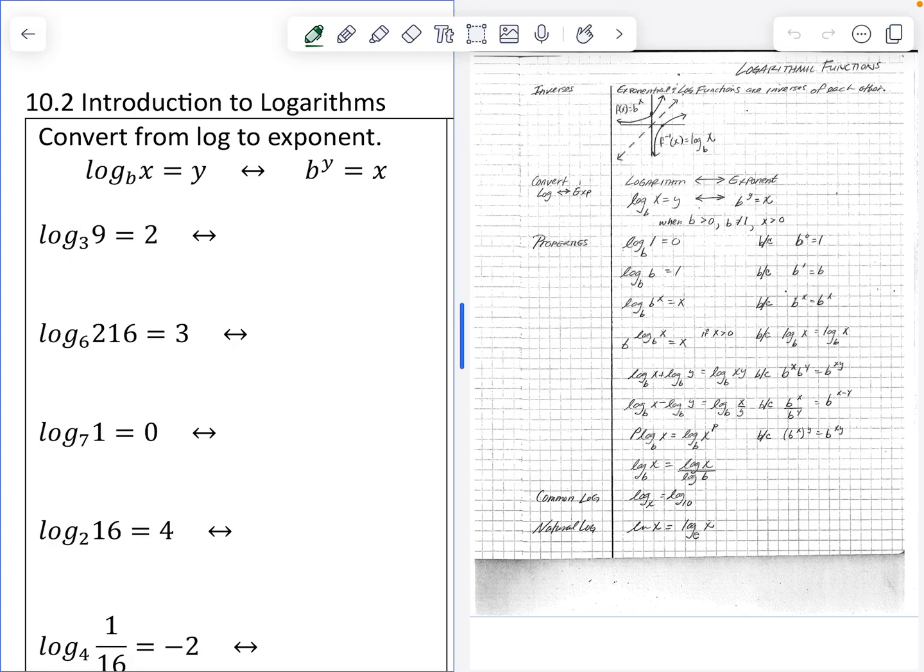Hey friends, so these notes are going to be 10.1, an introduction to logarithms. What I have on the left are the notes we're going to take in class, and what I have on the right hand side of the screen is basically all the logarithm rules on one piece of paper. But all we're going to work on here in the beginning is converting a logarithm into an exponential.